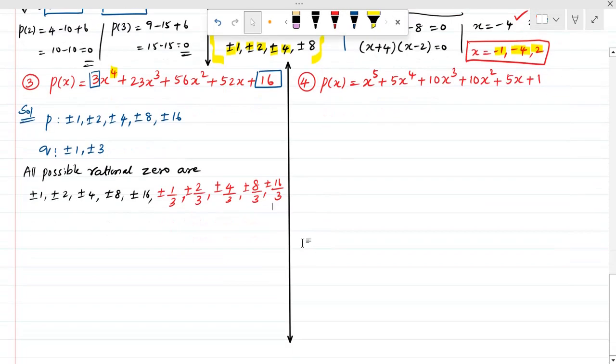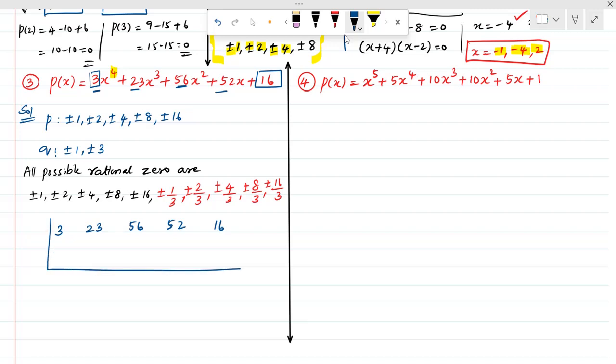So you will get the zeros only from these numbers. I will just do this by factoring with synthetic division. What is this part here? The coefficients: 3, then 23, next 56, next 52, next 16. So 4, 3, 2, 1, 0. Therefore there is no missing term. So I have to write this going with the trial and error method.